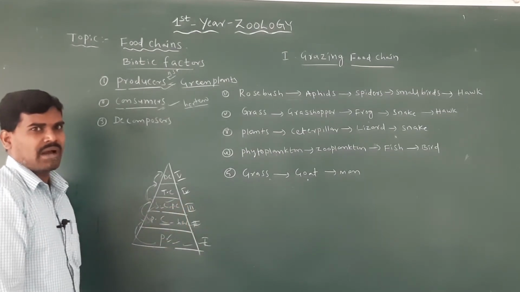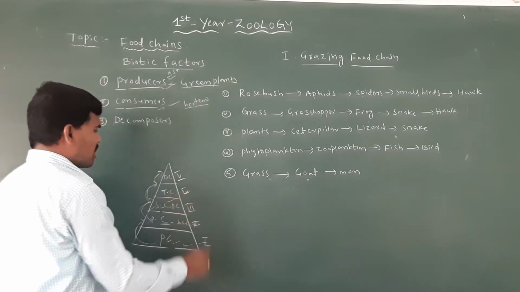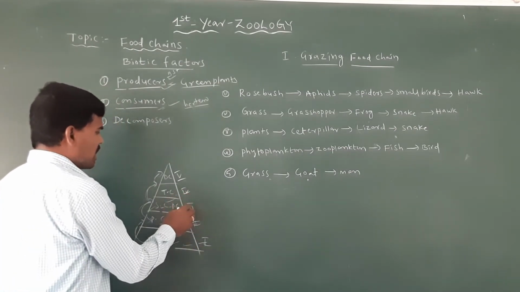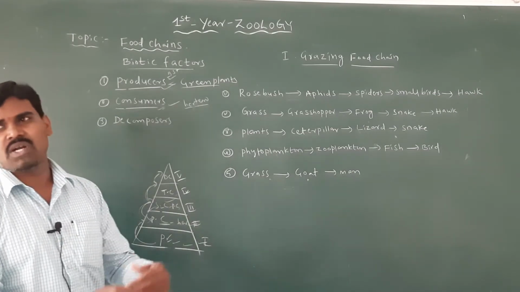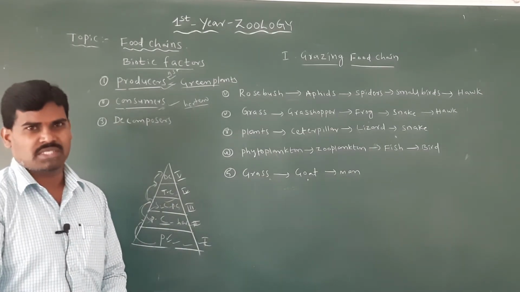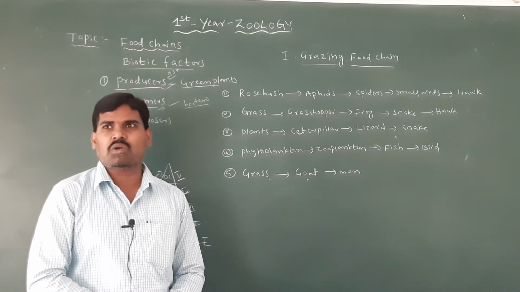The primary carnivores, then the secondary carnivores and the tertiary carnivores. Sometimes, from one trophic level to another, one animal is acquired by one or more trophic levels.